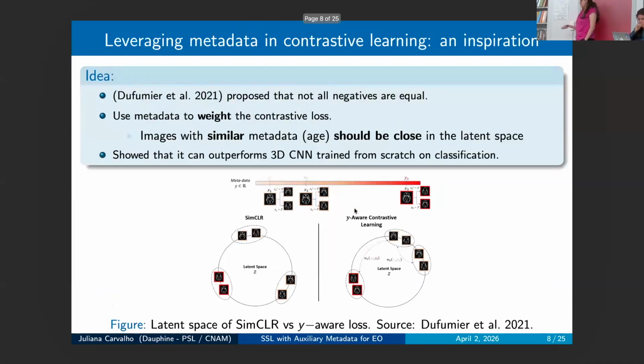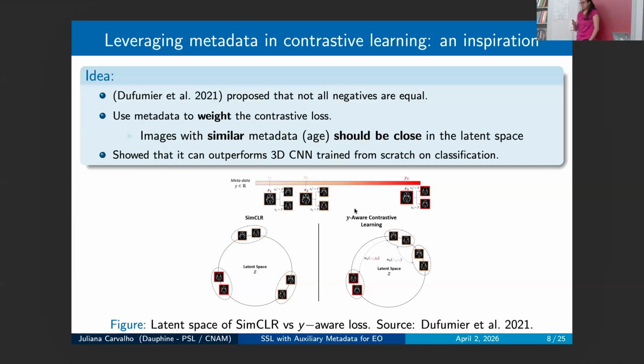We got inspiration from a previous work by Dufumier et al., made in 2021, called the Y-Aware loss, where they claim that not all negative images are equal, and the goal is to use the metadata that comes with an image, such as the location, the timestamp, or the ground sampling distance, in the traditional contrastive loss.